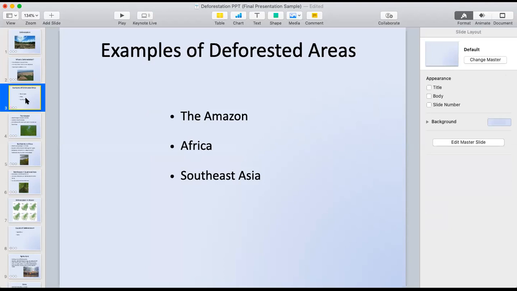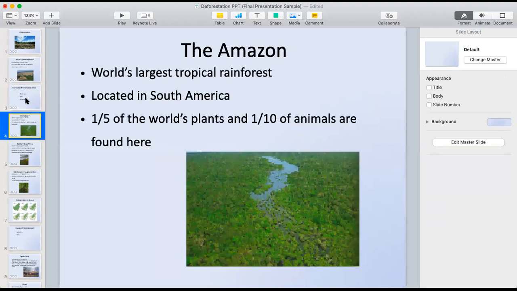Okay, let's look at this slide. Examples of deforested areas. So the Amazon, Africa, Southeast Asia. Until now, the student is still giving us background information about the problem of deforestation. So the Amazon, world's largest tropical rainforest located in South America, and then some statistics. The student is still maintaining bullet points, visual aids. Overall, it's still good. It has problems, as we're going to discuss later, but overall, it's good.